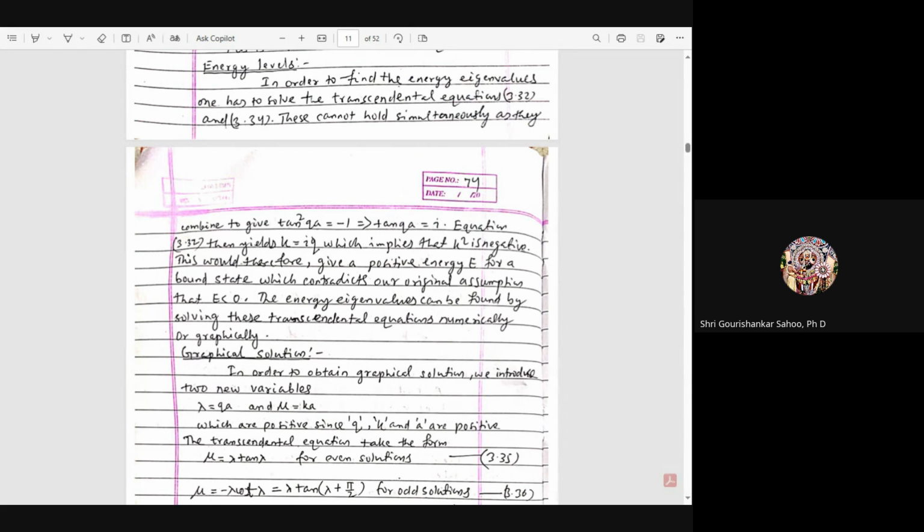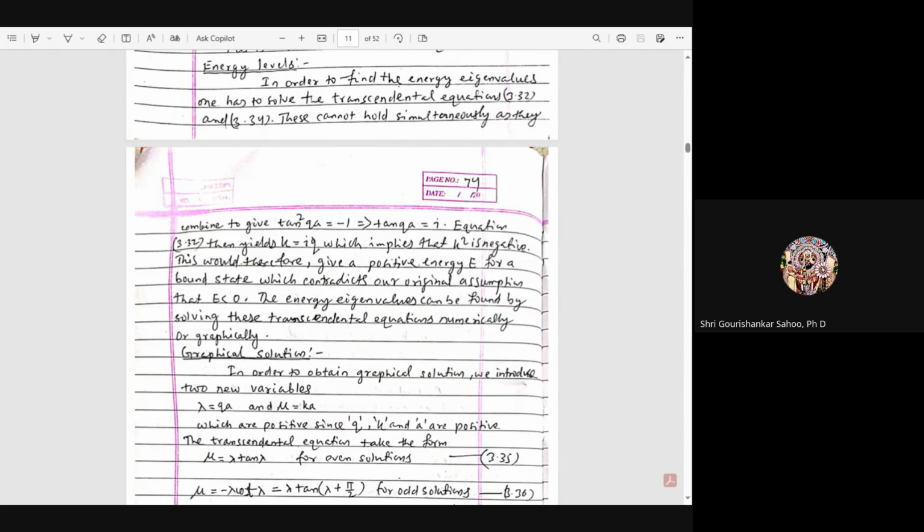And this equation then yields k is equal to iq, which implies that k square is negative. This would therefore give a positive energy E for a bound state, which contradicts our original assumption that energy E is smaller than 0. So the energy eigenvalue can be found by solving this transcendental equation numerically or graphically.